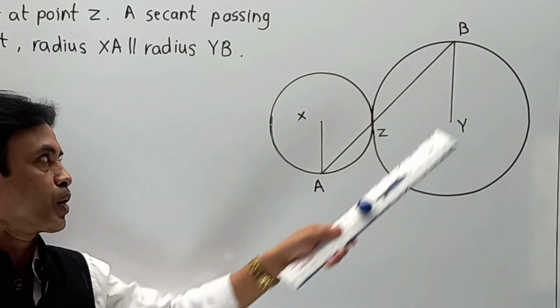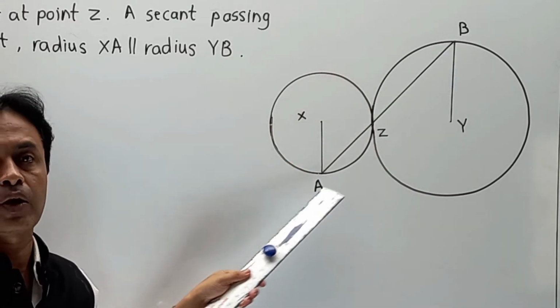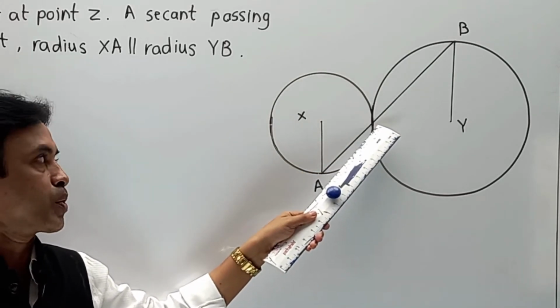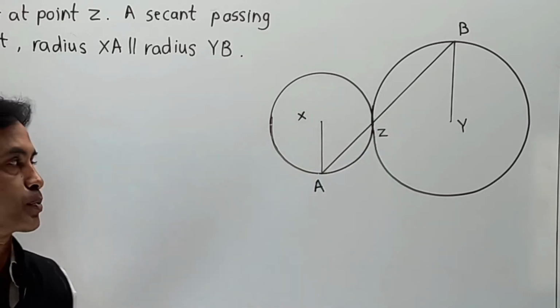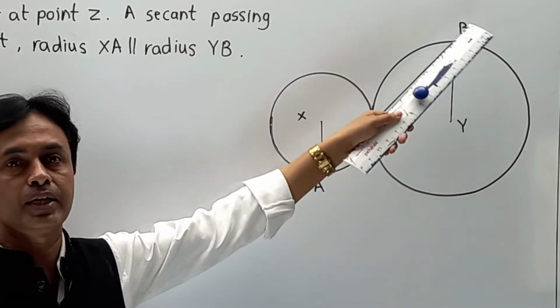circle. They have drawn one line which passes through B as well as A, or A as well as B. At the same time, the same secant passes through the common point of external touching, that is Z. And now we have to prove that radius XA is parallel to radius YB.